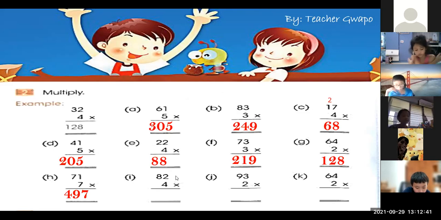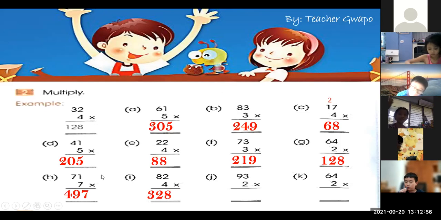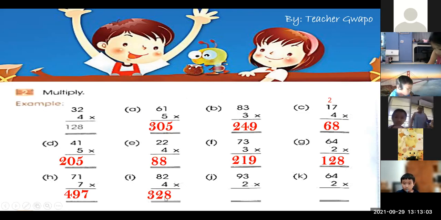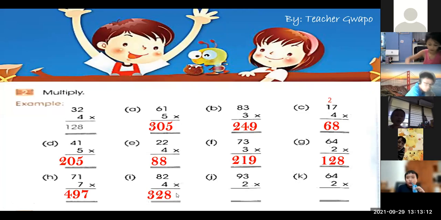Letter I. 82 times 4. This one is easy. 328. 328 is correct, because 4 times 2 is 8, and then 4 times 8 is equal to 32. So the answer here is 328.